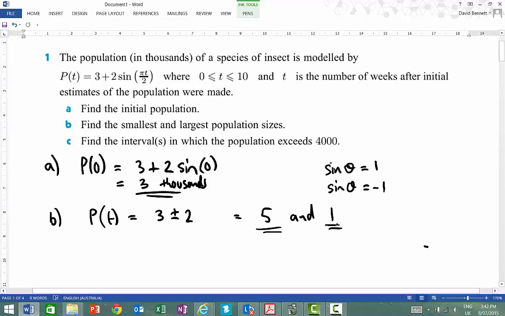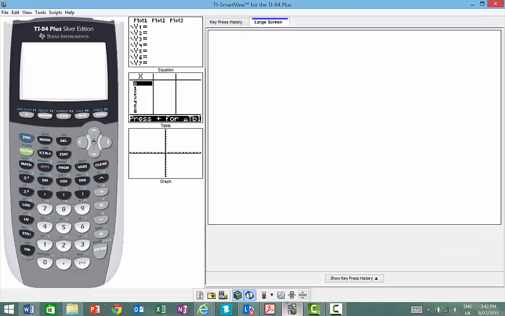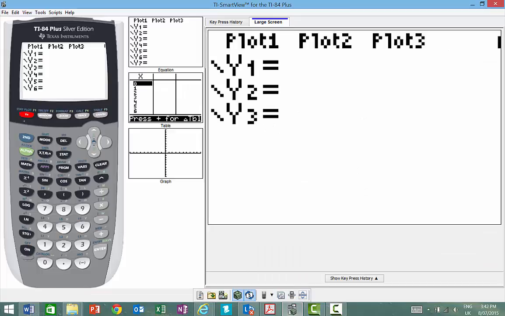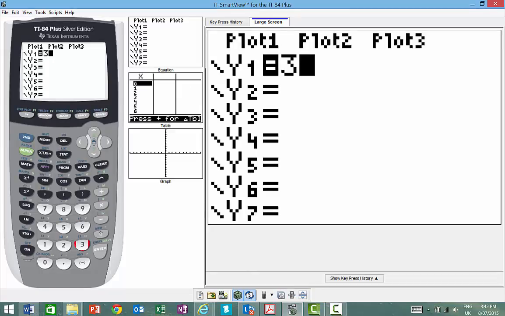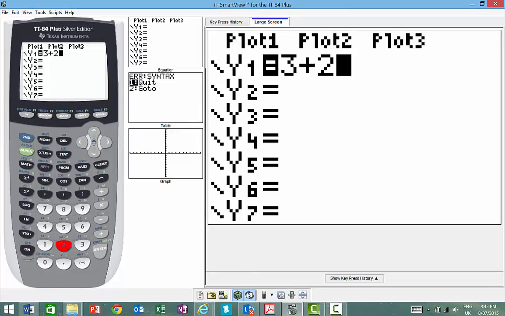And then the next bit asks us to find the intervals when the population exceeds 4,000. So what we're going to do is put this formula into the calculator and graph it, because that's what we want to use. The formula is 3 plus 2 sine of pi t, or pi x, divided by 2.